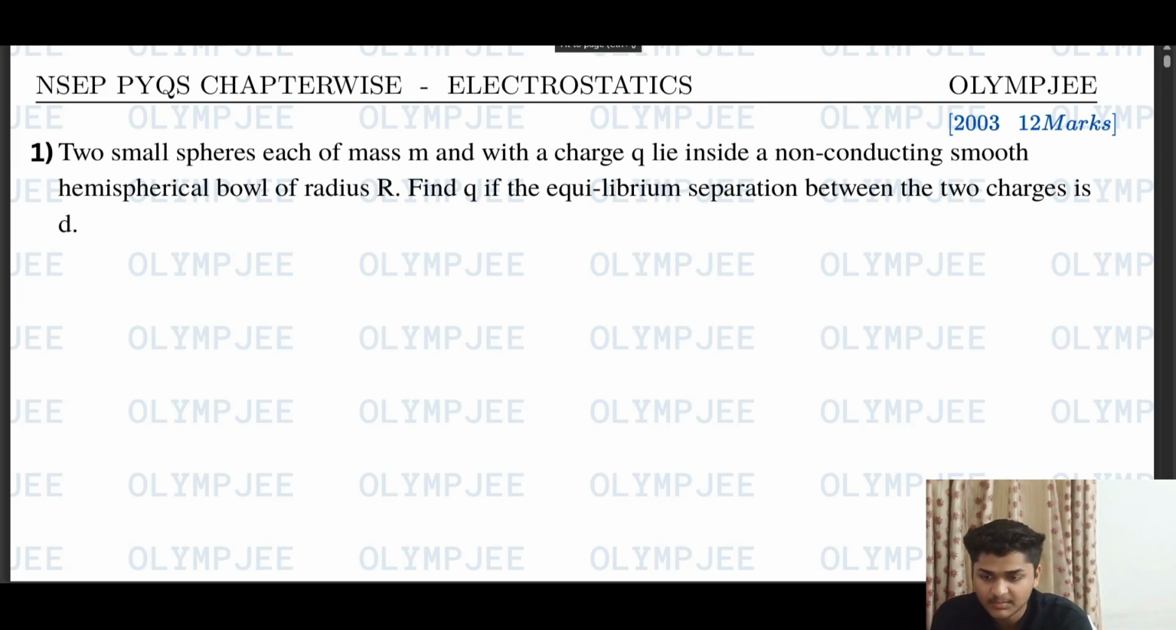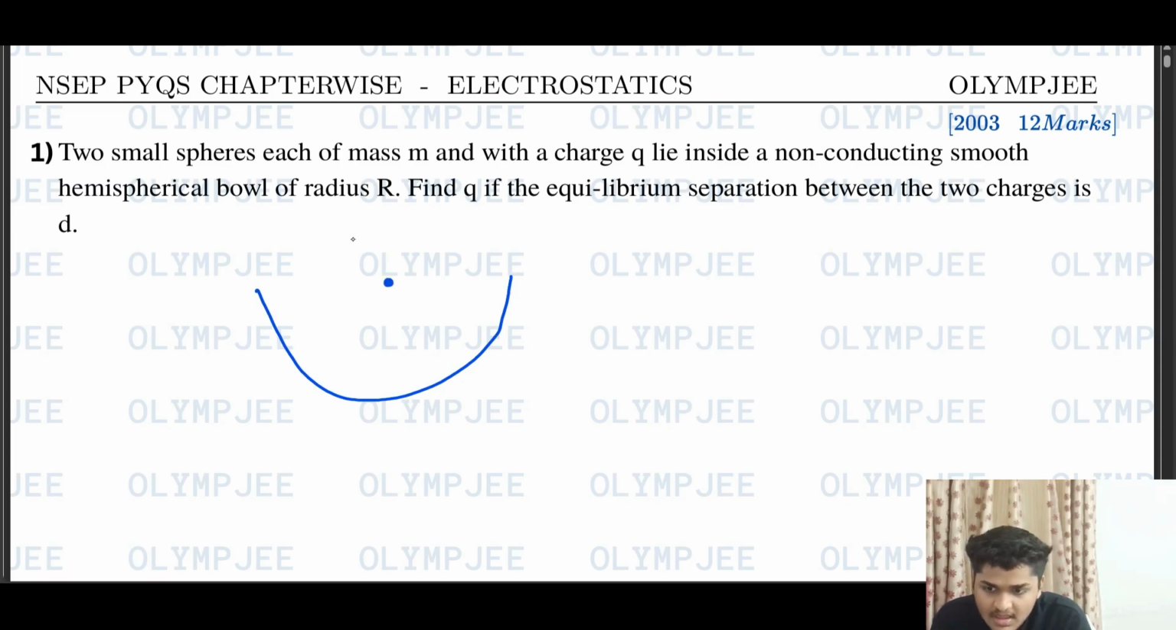So let's begin. The first question is, two small spheres, each of mass m and with a charge q, lie inside a non-conducting smooth hemispherical bowl of radius r. It is something like this. This is the center, and two small spheres of each of mass m and q are lying on the sphere. And they are both in equilibrium. So we have to find the charge. So both have mass m and charge q.